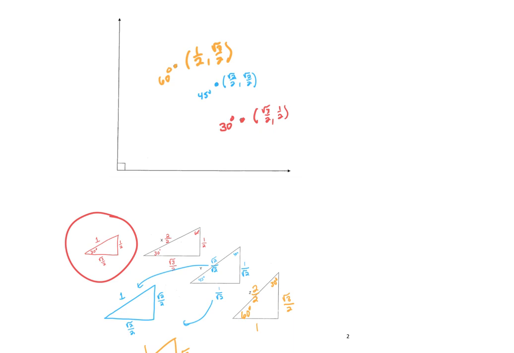Down here at 240, it's going to be negative 1/2, comma, negative square root of 3 over 2. And then lastly, at 300, it's going to be positive 1/2, I'm sorry, positive 1/2, comma, negative square root of 3 over 2. So quadrant 2 is negative and then positive. Quadrant 3 is negative and negative. Quadrant 4 is positive and negative. Okay? All right, let's go back.